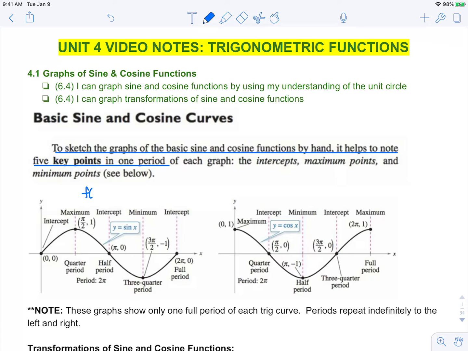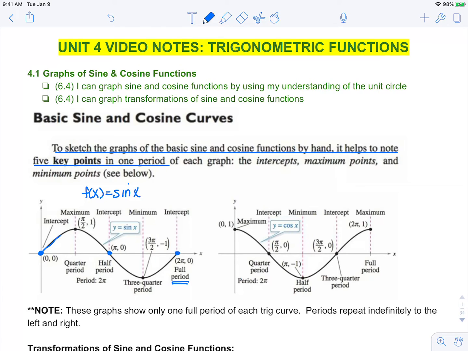So if I have the function f of x equals sine x connecting to the unit circle, I know that one full period is a length of 2 pi. So at 0 and at 2 pi, we know that sine is 0 from the unit circle. We also know the halfway mark at pi, sine is also 0. Now in between those zeros, sine has some maximum and minimum values.